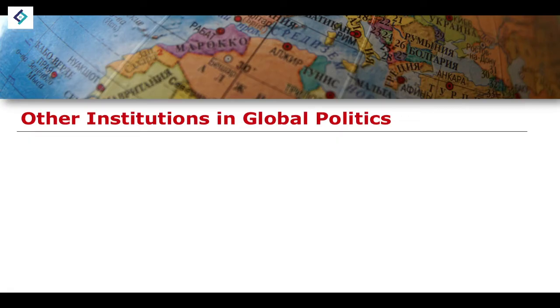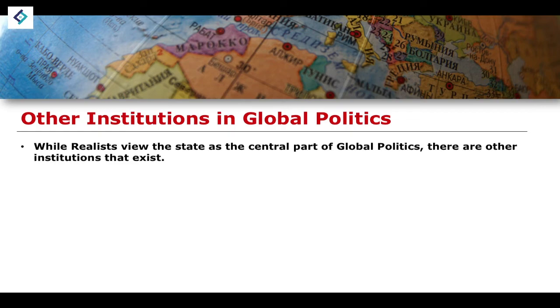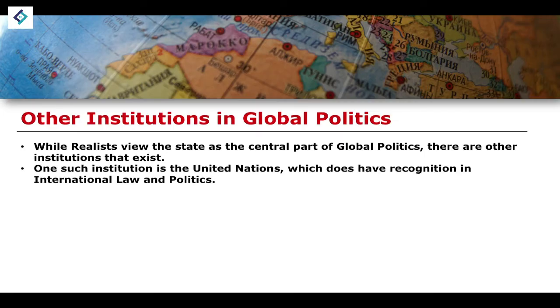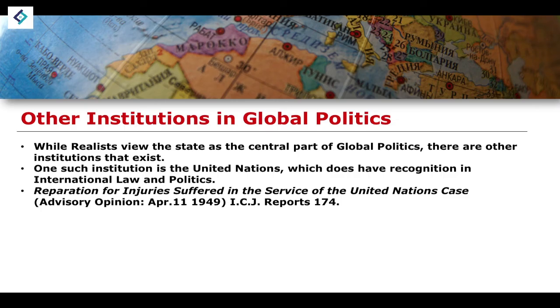Now, before we finish, let's just talk about the concept of other institutions within global politics. We've been focusing a lot on the idea of the nation state. What about institutions within global politics? While realists view the state as the central part of global politics, there are other institutions that exist. So, for example, what do we say about the recognition of, say, the United Nations in terms of international law and international politics? Well, the United Nations themselves make certain claims as to their own recognition in global politics. So, for example, we have actually a case here from the International Court of Justice.